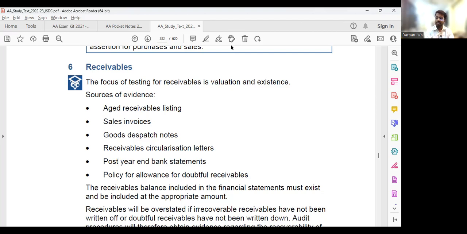Receivable circularization letter is a confirmation letter. Remember the bank confirmation letter that we saw. Similar to that, a confirmation letter.